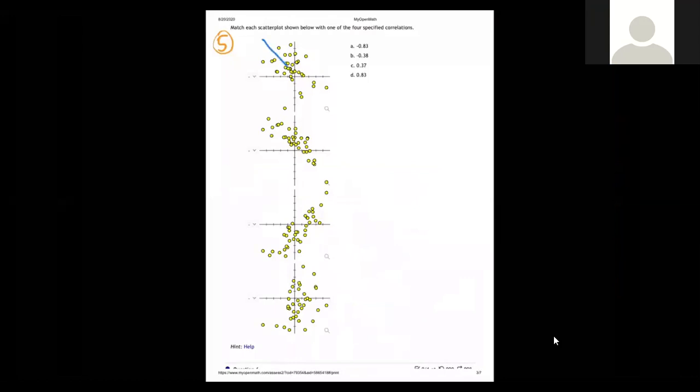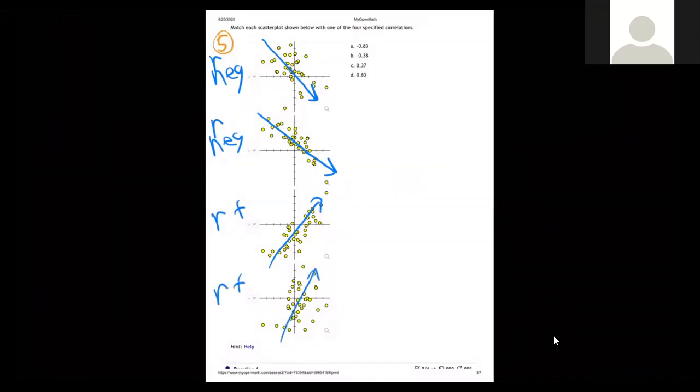It looks like on mine, this one is going down to the right. So this is going to be negative, right? My R value is going to be negative. This one's going up to the right, so my R is going to be positive. This one up to the right, R is going to be positive. So I got 2 positives, 2 negatives. And that fits. That is what the numbers are. I don't know if you can see my numbers. So can you see this? This is negative 0.83. This second one is negative 0.38. The third one is positive 0.37. The fourth one is positive 0.83.